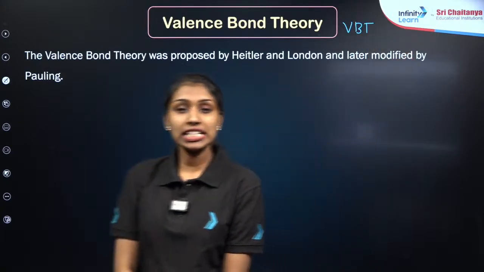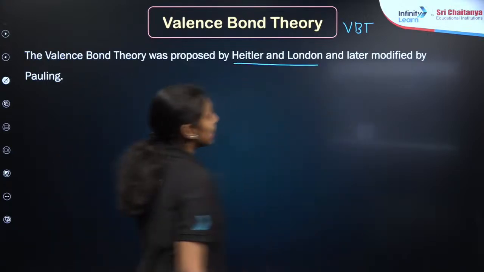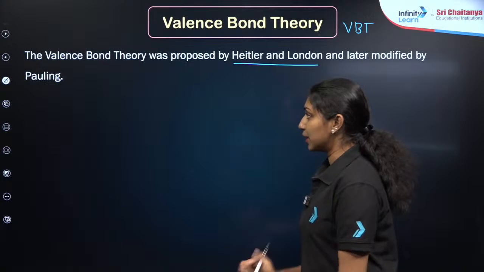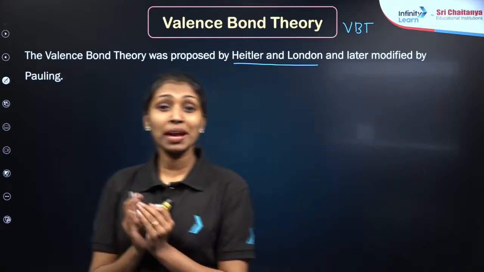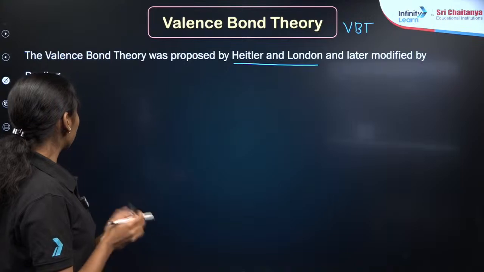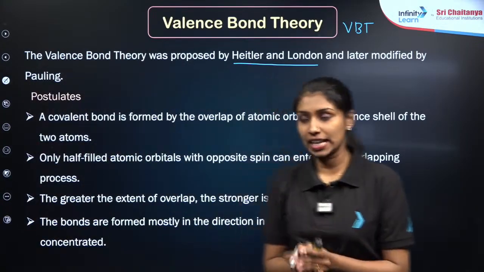The valence bond theory was proposed by Heitler and London, and it was later modified by Linus Pauling. This is the history of the valence bond theory. Now let us discuss the major postulates of the valence bond theory. Let us see one by one. These are the main 4 postulates of the valence bond theory.